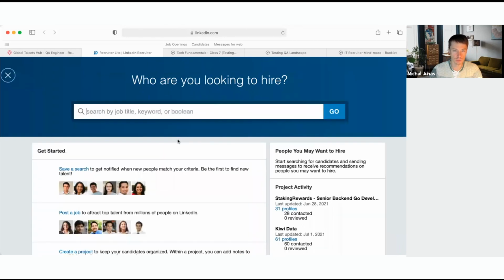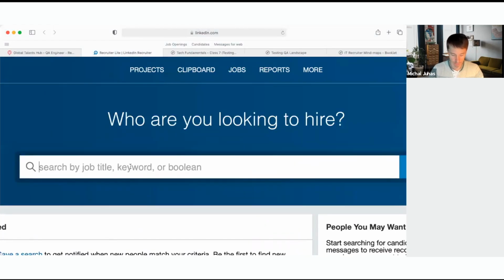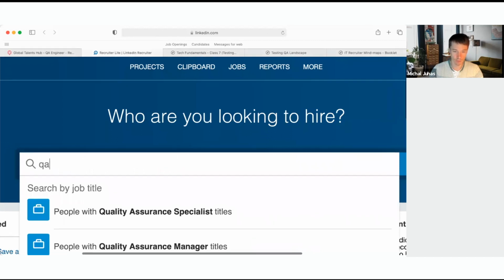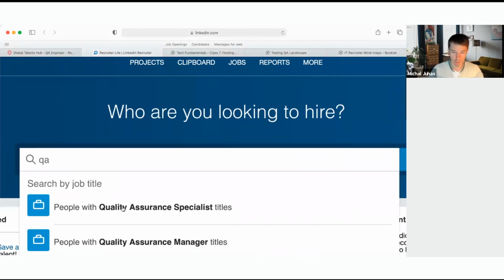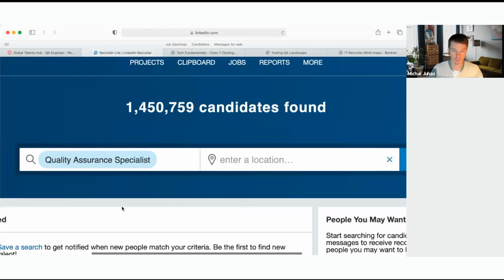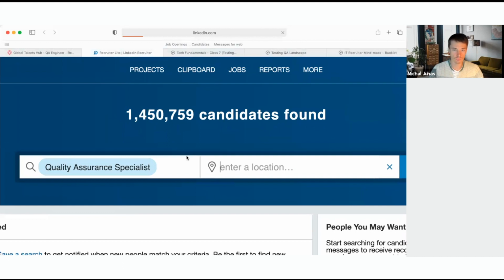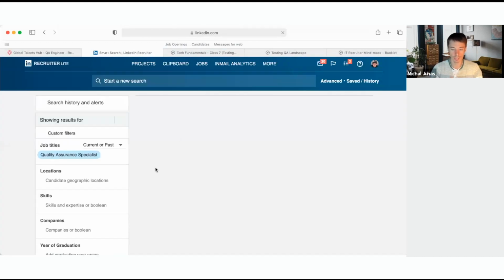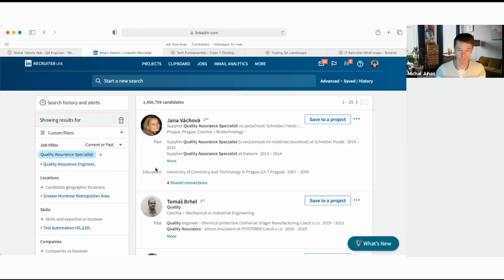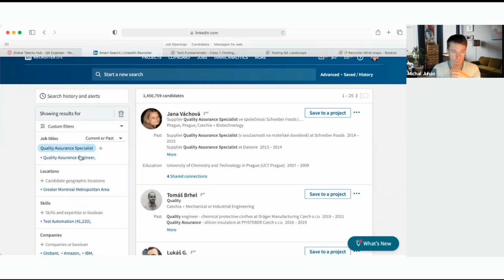So let me just type here. We could even start with SDET, or we could start just with QA, right? We are looking for people with quality assurance specialist titles. Like LinkedIn makes it easier, right? Location doesn't really matter in this case. It's remote. And then, of course, at some point it matters because of the salary and the budget. But for the sake of this exercise, let's just start broad. So quality assurance specialist, like really broad, and we could also add quality assurance engineer.